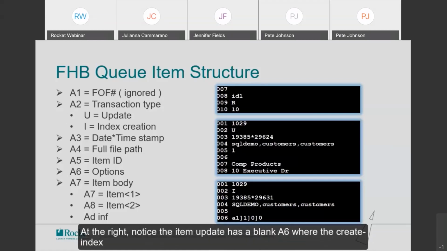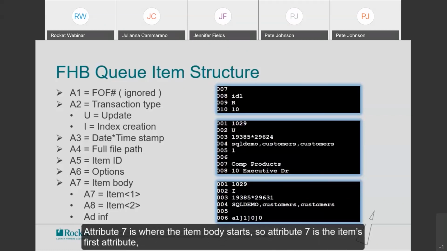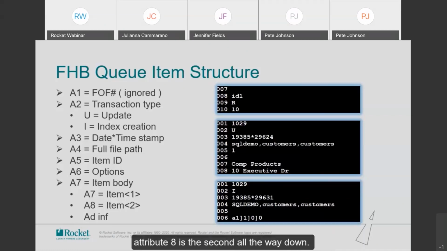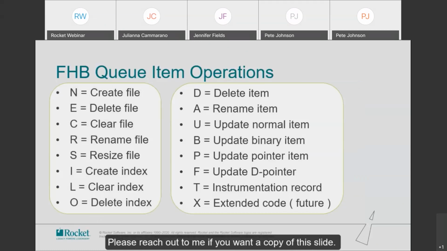At the right, notice the item update has a blank A6 where the create index operation below it contains information in A6. Attribute 7 is where the item body starts. So attribute 7 is the item's first attribute. Attribute 8 is the second, all the way down. Here's a list of the valid operation codes that you will find in attribute 2 and what they mean. Please reach out to me if you want a copy of this slide.